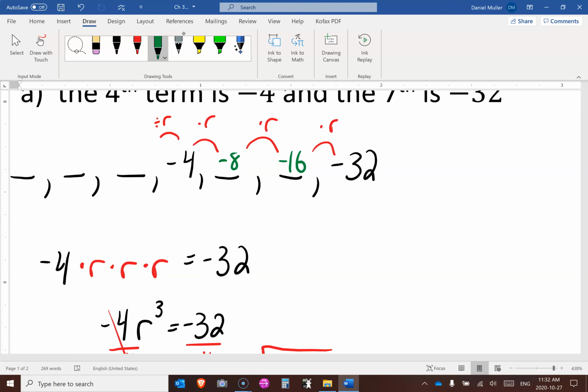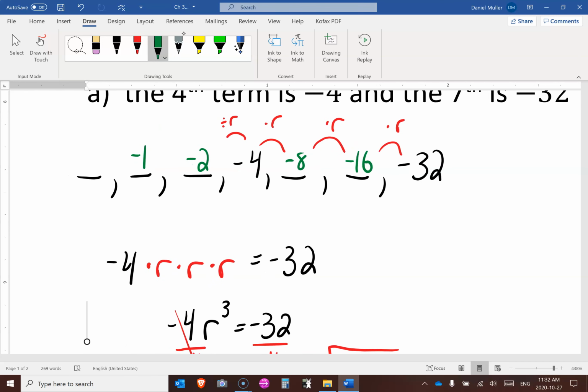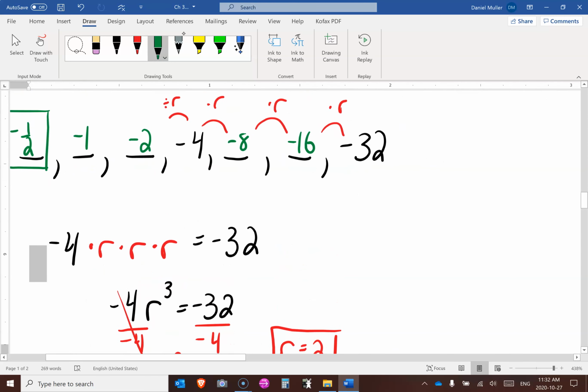-4 divided by 2 is -2. Divided by 2 is -1. Divided by 2 is -1/2. So -2 divided by 2 reduces to -1, and -1 divided by 2 is just -1 over 2. So I found all of the terms. We were specifically asking for the first one, but I decided to find all of them. So that's term 1, and then my R was 2. Okay.